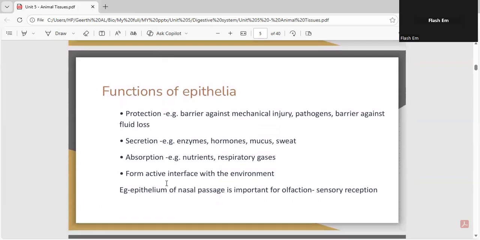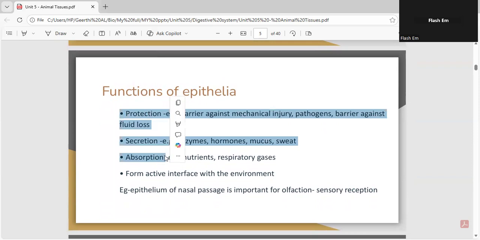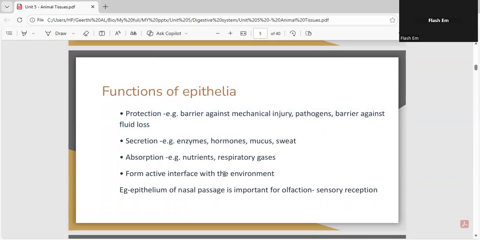Then the functions of epithelial. Only 3 major functions are there. I have written the fourth point as an exception, like an additional point. In your resource book, you have to note down only these 3 points: protection, secretion, and absorption. Protection is a barrier against mechanical injury, pathogens, and fluid loss. Secretion: it secretes enzymes, hormones, mucus, and sweat. It absorbs nutrients and respiratory gases.